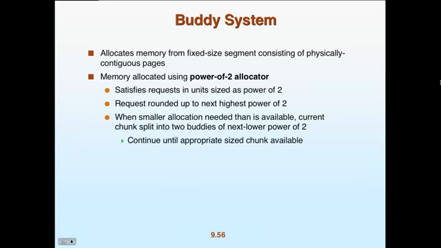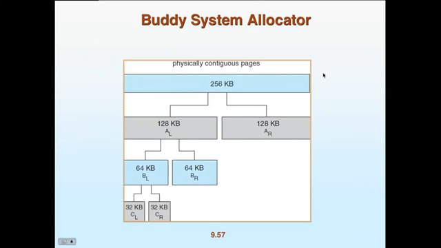Another related concept, and what I'm doing now is just going through some miscellaneous related concepts that are associated. No more paging stuff left. The buddy system allocates memory from a fixed size segment consisting of physically contiguous pages, and so we have memory allocation using a power of 2 allocator. So it satisfies requests in units sized as a power of 2. When a smaller allocation is needed than what's available, the current chunk is split into 2 buddies of the next lower power of 2. It continues until the appropriately sized chunk is available. So we keep splitting. We allocate it in powers of 2, and we split it out to assign it. Here's our buddy system allocator, our physically contiguous pages. We break it out, we break it out, we break it out again until we end up with a size that's needed for our particular task.